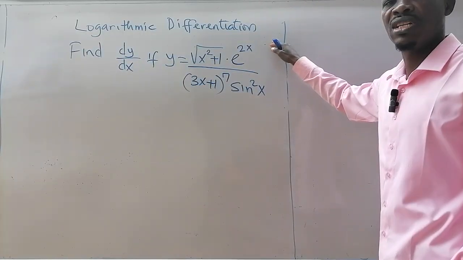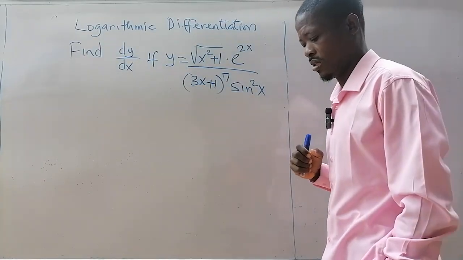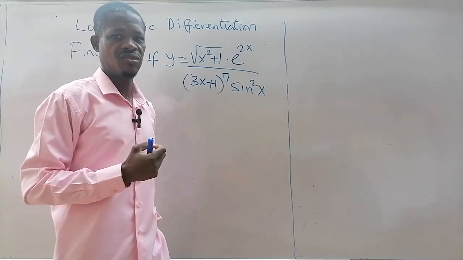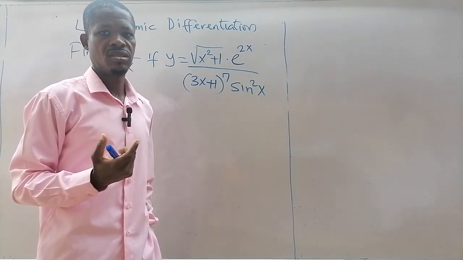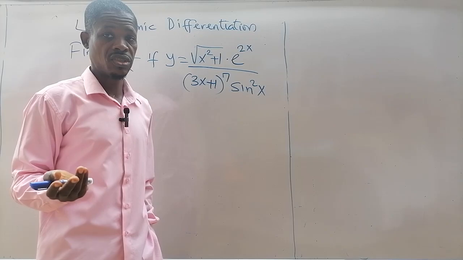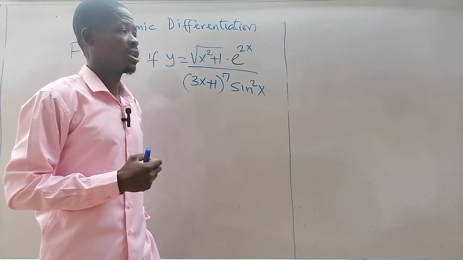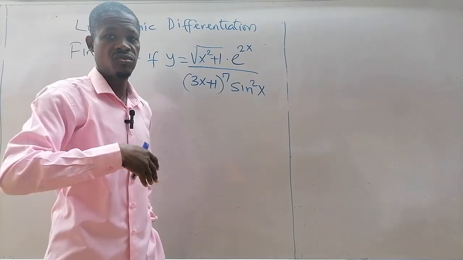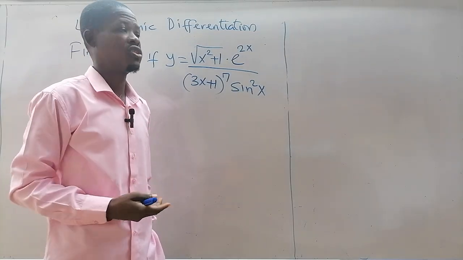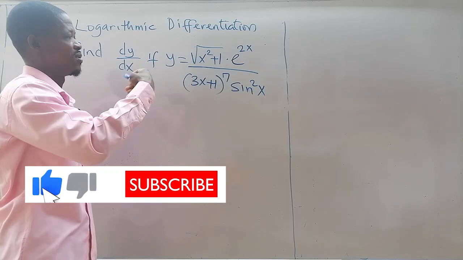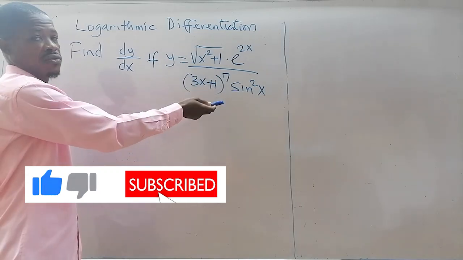Looking at logarithmic differentiation. This involves complicated functions that involve products, quotients, and functions. The best method is to use logarithmic differentiation. You can see this one is a quotient function which involves a product of different functions.